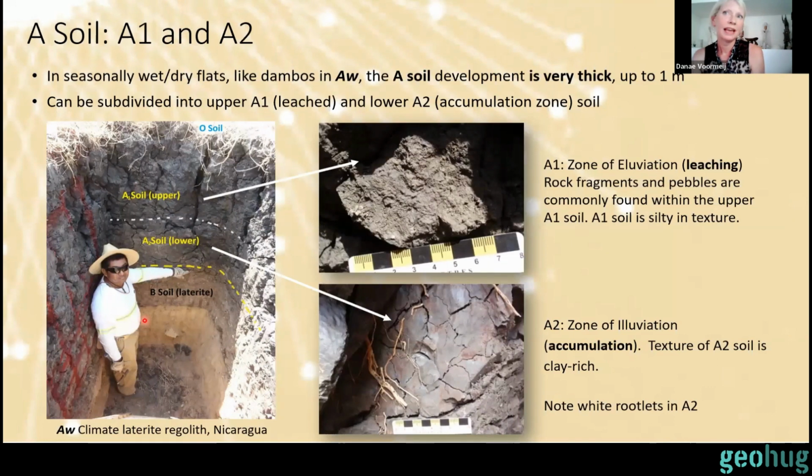This A soil can get really thick, especially in tropical savanna, and in which case it even differentiates into an upper and a lower A soil, where you have a zone of leaching and lots of rock fragments in here. You can see these rock fragments. And then you have the zone of accumulation at the base in the lower A. And notice again these white hair-like rootlets. And it's clay rich. So that's your better sample if you're targeting A soil.